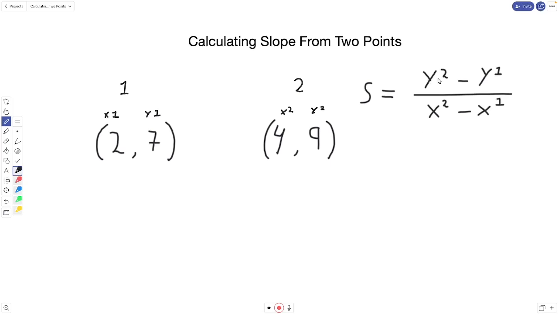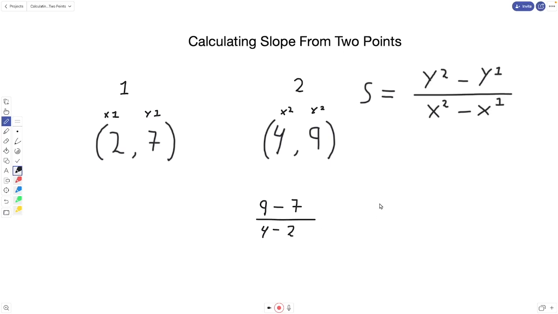So now, given our formula, we have y2 minus y1. Let's write that down. We have 9 as our y2, and our y1 is 7. So we're going to do 9 minus 7. And our x2 is going to be 4, and then our x1 is 2. So we'll do minus 2.